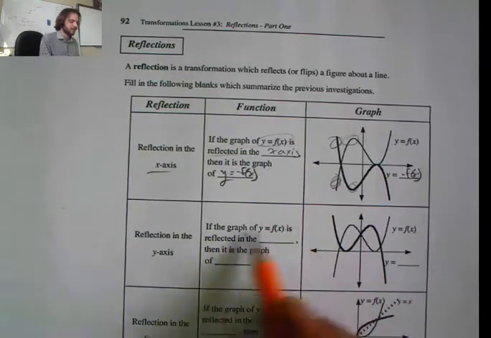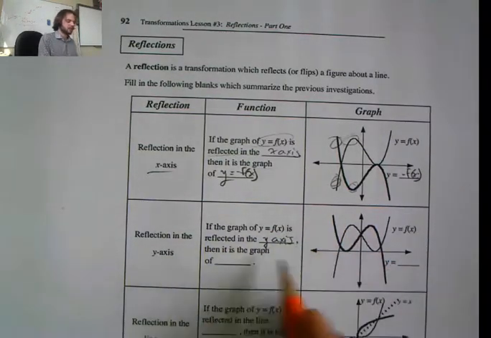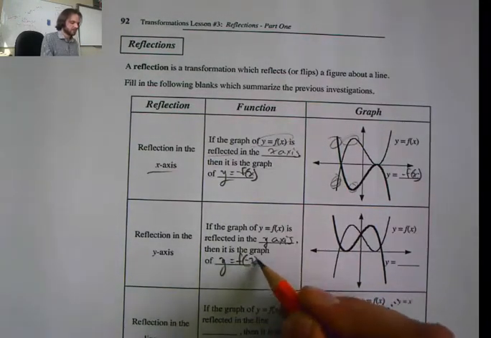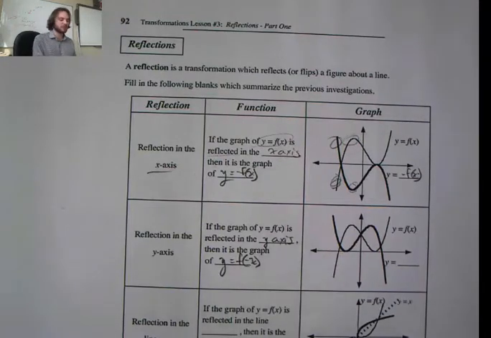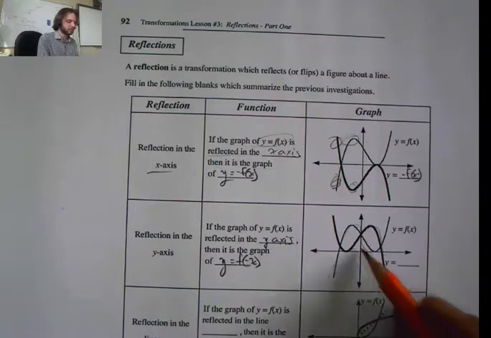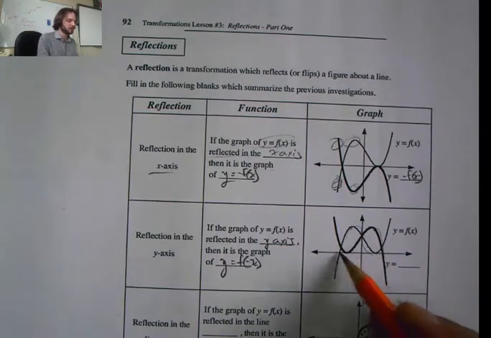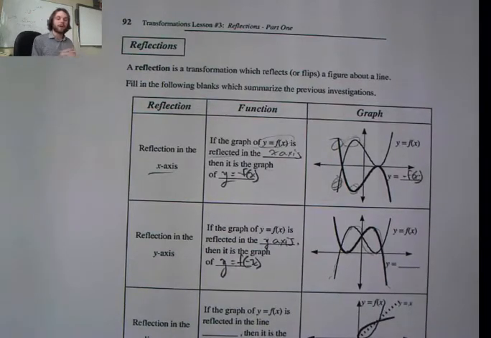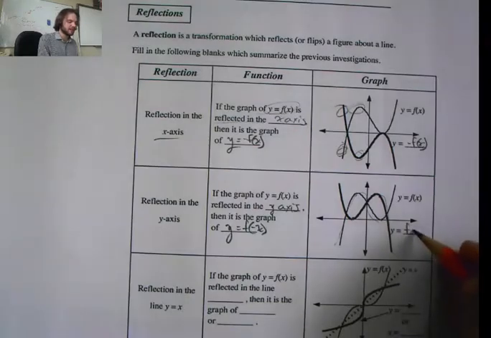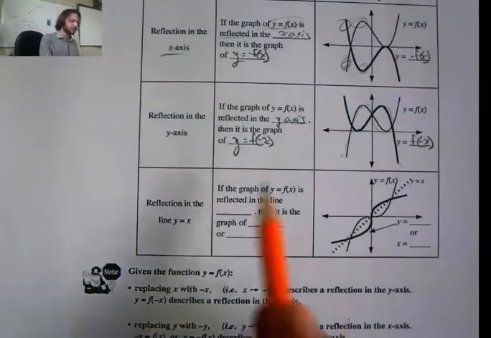Now the next one here is reflection of the y-axis. Okay? So the graph f of x is reflected in the y-axis. Then the graph is f of negative x. Okay? We're replacing x's because look, right here, if these x's are negative, these x's are now positive. It's reflected over. This was negative, this is positive. This was positive, this is now negative. So my x's are switching from positive to negative. So if it was positive x, it's now a negative x.